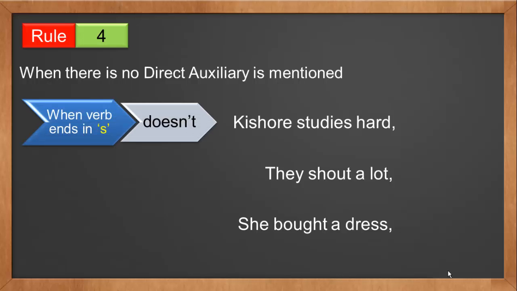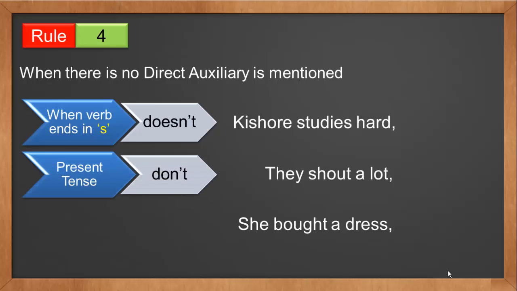When the verb ends in S, use doesn't. For example, Kishore studies hard. The verb over here is studies. We have an S at the end of the verb. So we can say doesn't he? Or if there is a present tense, use the verb don't. They shout a lot, don't they? Because over here the verb is shout. It's in present tense. It is not shouted or shouts. It does not end in S. So we can use don't.